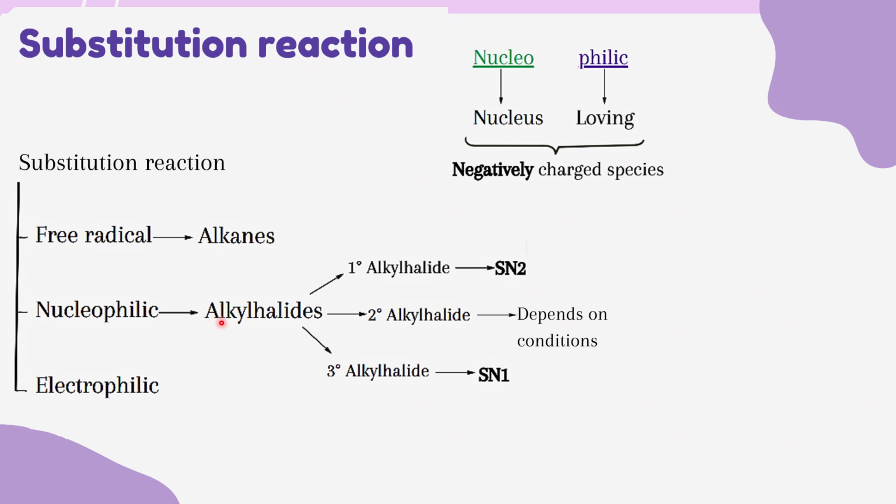So here we have alkyl halides, about which we are going to study in today's session. There are three types of alkyl halides that we have: primary alkyl halides, secondary alkyl halides, and tertiary alkyl halides. Primary alkyl halides always undergo SN2 reaction, that is nucleophilic substitution reaction, which is bimolecular.